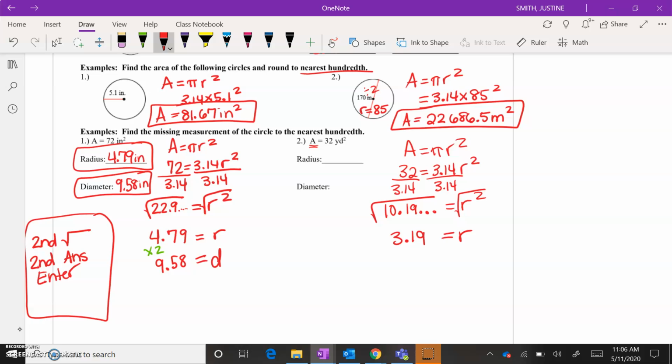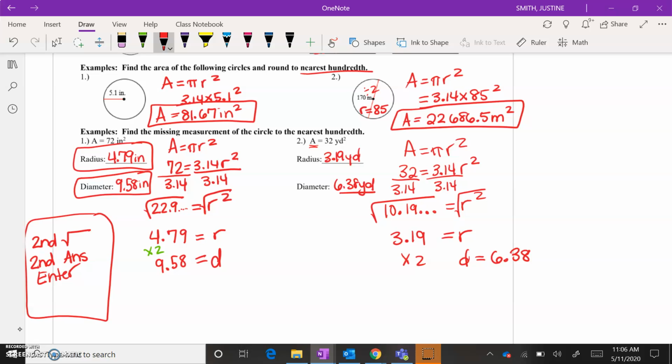Again, I'm going to keep the full decimal on my calculator so that when I go to figure out my diameter, I'm going to take this full decimal on my calculator and not just the 3.19, and then multiply that by 2. That's going to give me the most accurate diameter, which is 6.38 when I round it.